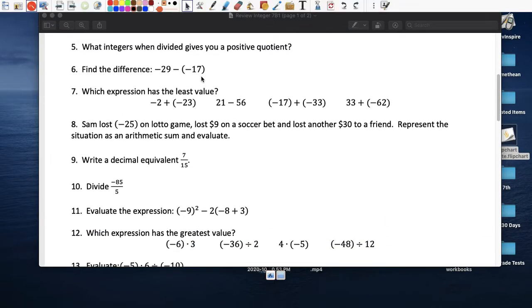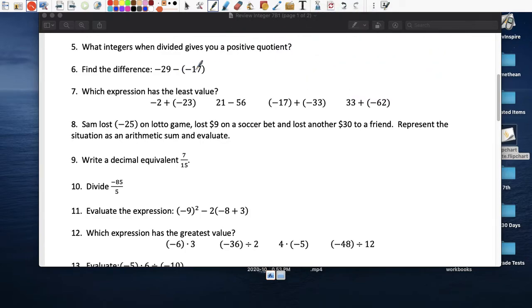So what integers, when divided, give you a positive quotient? Well, in order to get a positive quotient, a negative number divided by a negative number will give you a positive quotient. What other integers? Well, a positive divided by a positive will also give you a positive quotient. Okay, so keep in mind those are the two possibilities.